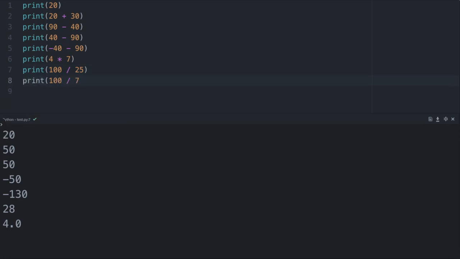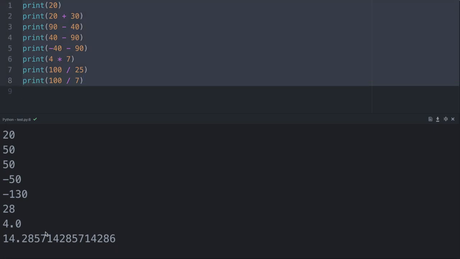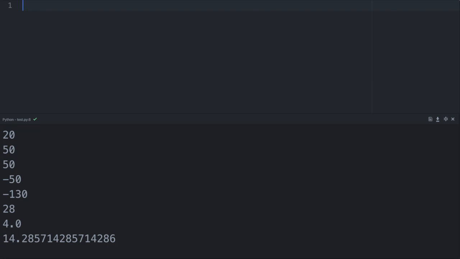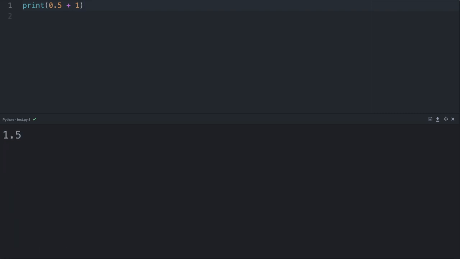Let's divide 100 by 7 to see what happens. This makes it even more clear. This is not a whole number. Let's play around a bit more with floating point numbers. You can also calculate with floating point numbers. For example, 0.5 plus 1 equals 1.5. The rule here is, when you use floating point numbers in a calculation, the result is always a floating point number.